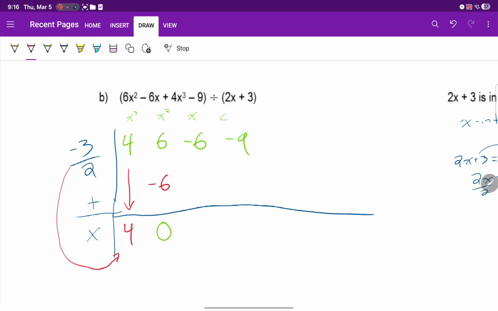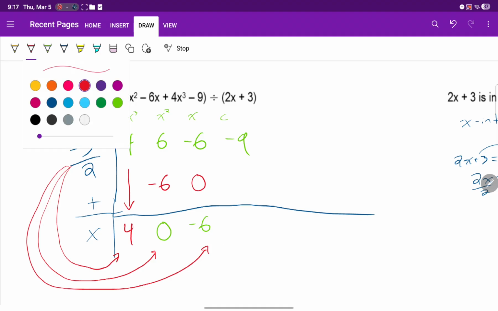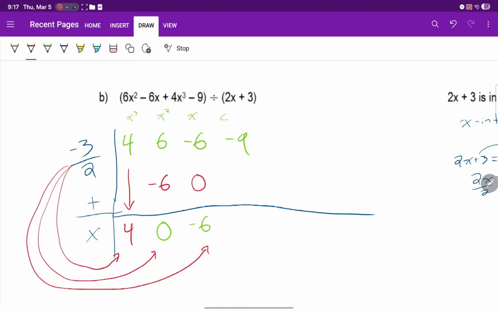I'm going to then multiply. When I multiply -3 over 2 times 0, I get 0. Then I add -6 plus 0, I get -6. Then I multiply. When I multiply -3 over 2 by -6, I get +9. And I add. When I add those together, I get 0.